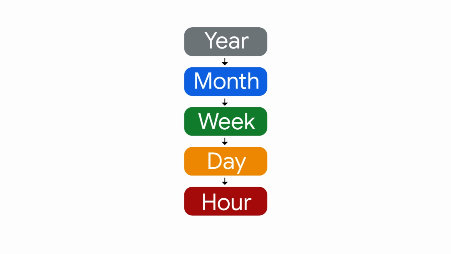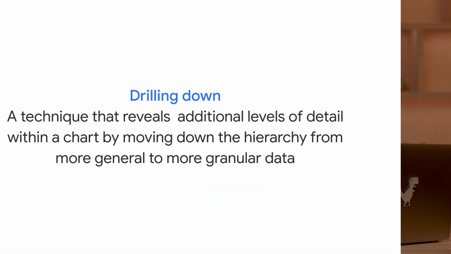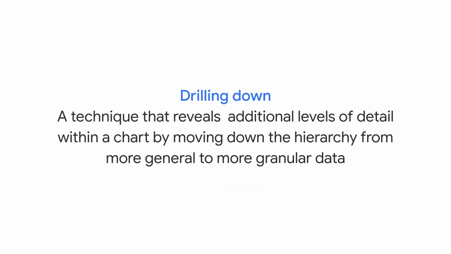The order of the levels in the hierarchy is important because it defines how users navigate when they drill into the data. For example, click on the specific year level to drill down to the month values for that year. By understanding dimensional hierarchies, you can create charts that allow users to drill up and down to explore the data in more detail. Drilling down is a technique that reveals additional levels of detail within a chart by moving down the hierarchy from more general to more granular data.